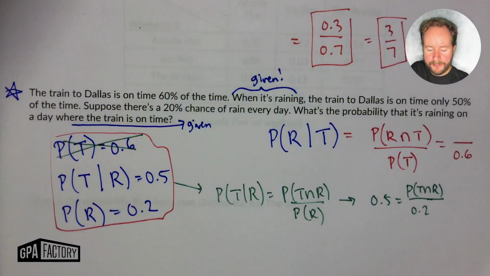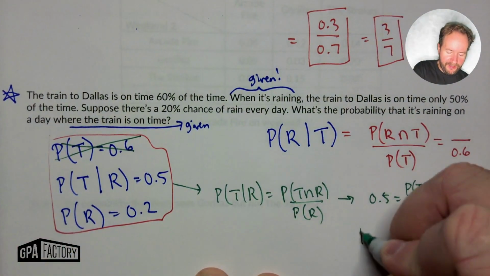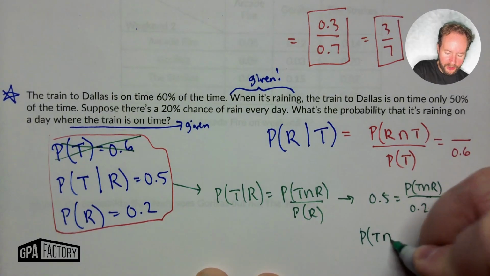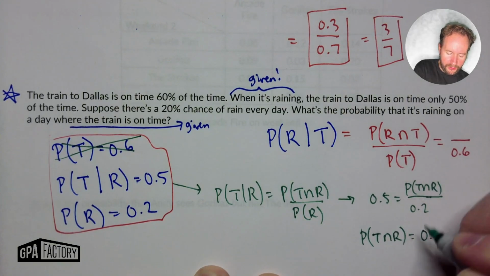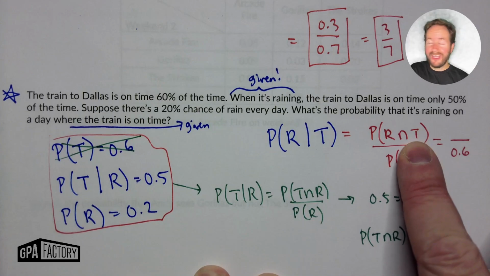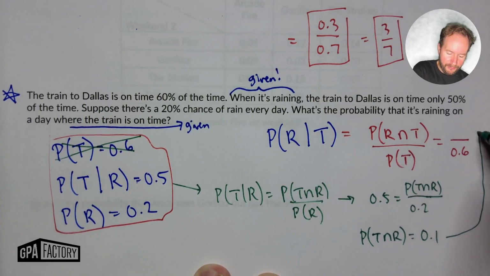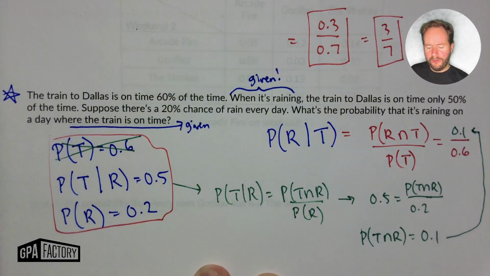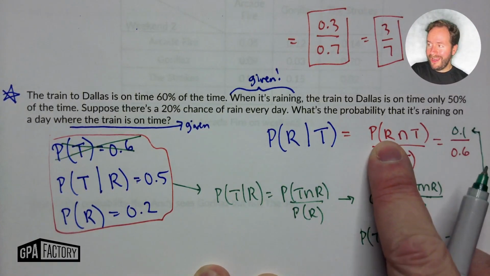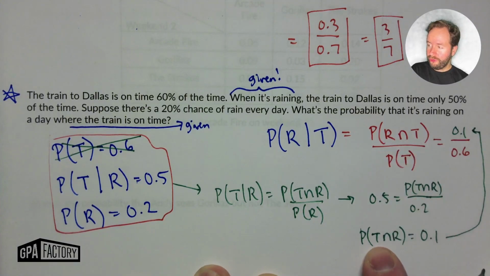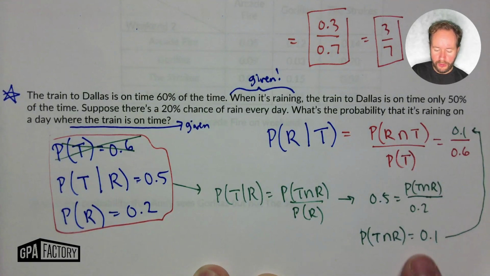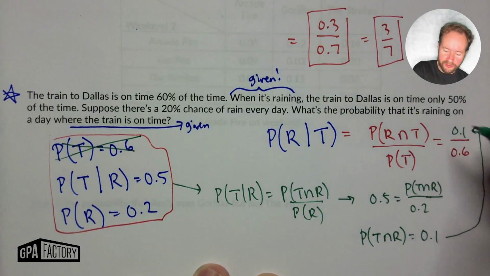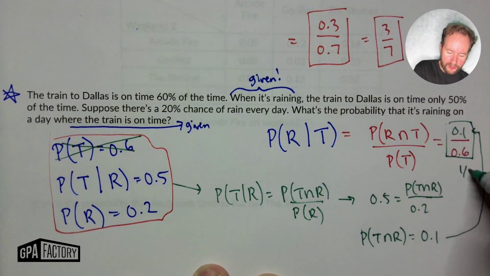Let's scoot this up a little bit. If I just multiply both sides, I find that P of t and r is 0.5 times 0.2, which ends up being 0.1. So I have this value, and guess what? That's the missing value I need. I can take this guy and put it up into my numerator right there. Now you might say, well, Andy, hold on a second. Why can you do that? This says rain and train is on time, but this says train on time and raining. Well, rain and train on time is the same as train on time and rain. So I can swap these, and the 'and' is still true. So the 0.1 goes in the top. I get a final answer of 0.1 over 0.6, which is 1/6.